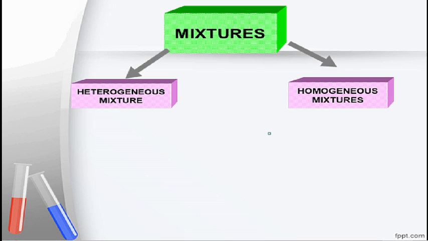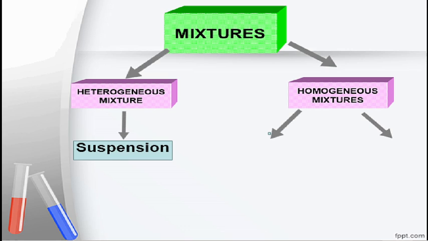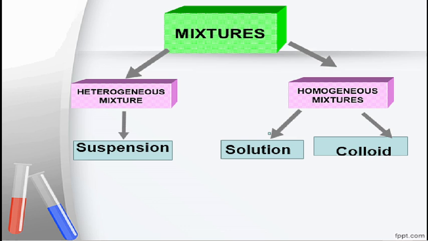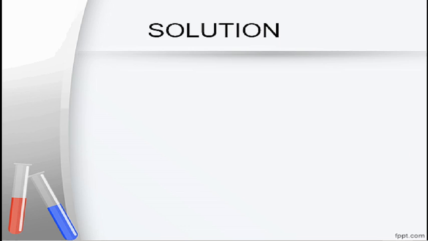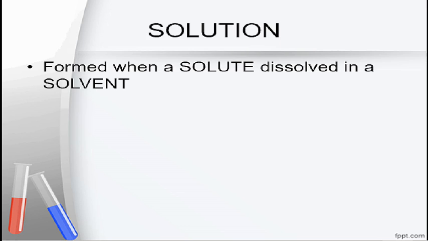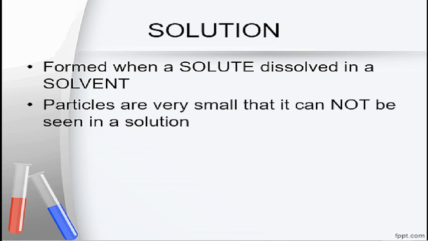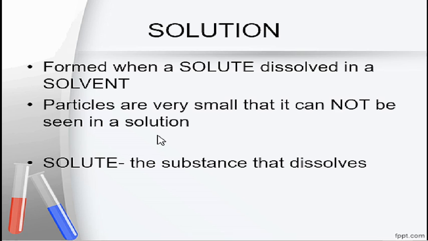These types of mixtures have their examples. For heterogeneous mixture, an example is suspension. For homogeneous mixtures, we have solution and colloid. What is the difference between suspension, solution, and colloid? A solution forms when a solute dissolves in a solvent. The particles are very small that they cannot be seen by our naked eye, and it appears only in one phase.